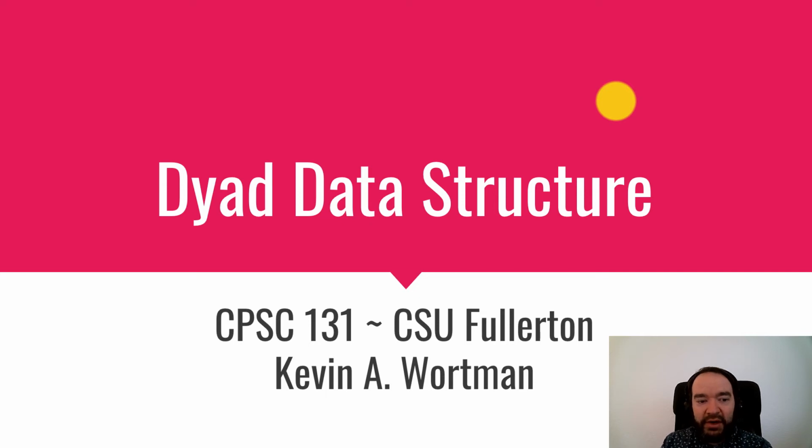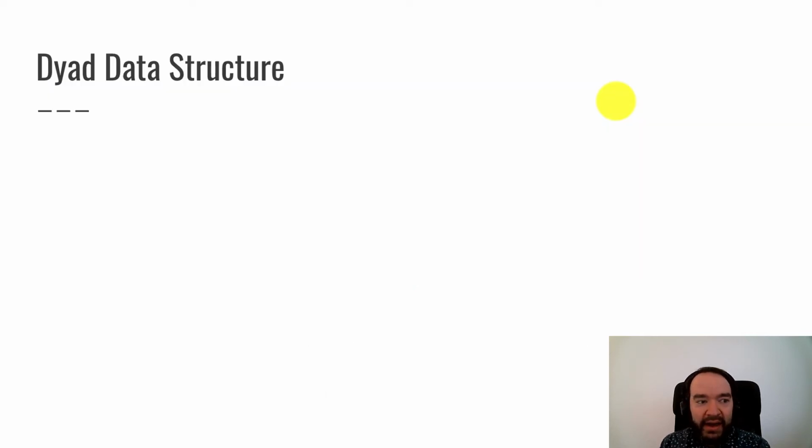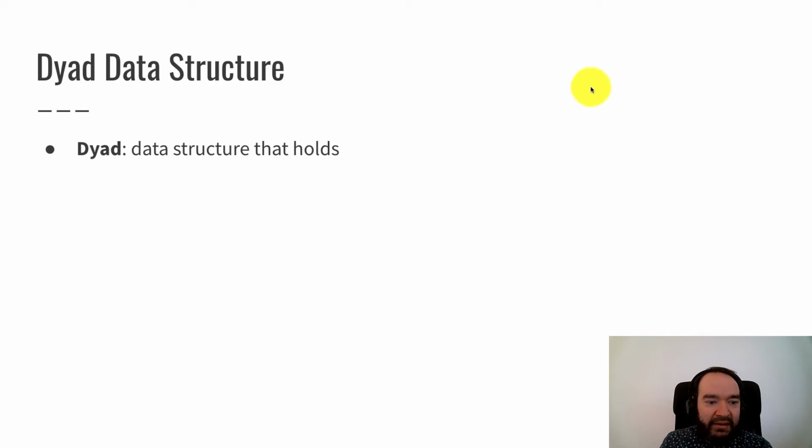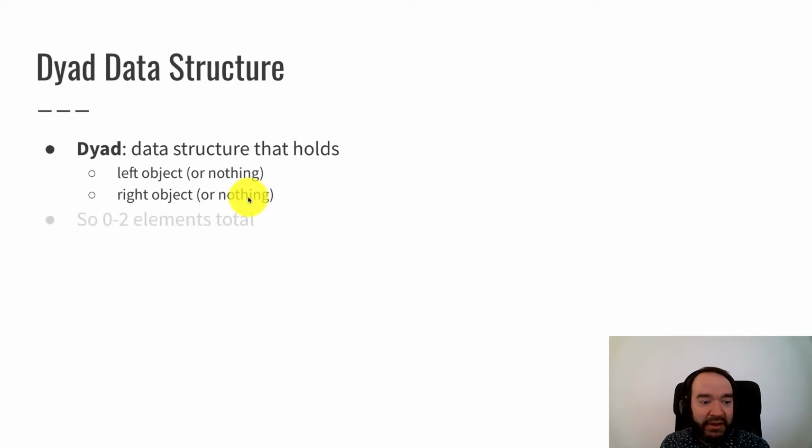Welcome. This video describes a data structure we call a dyad. A dyad is a data structure that holds a left object, which could be nothing, and a right object, which could be nothing. So altogether, there are 0, 1, or 2 elements in total. If both the left and right objects are nothing, you have nothing at all.